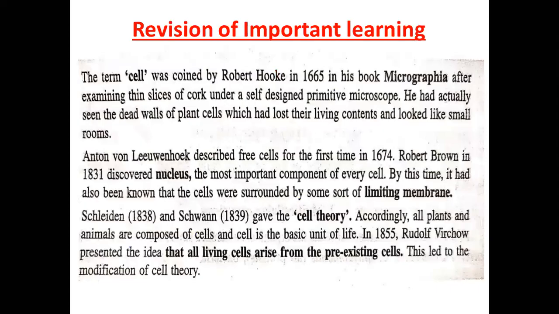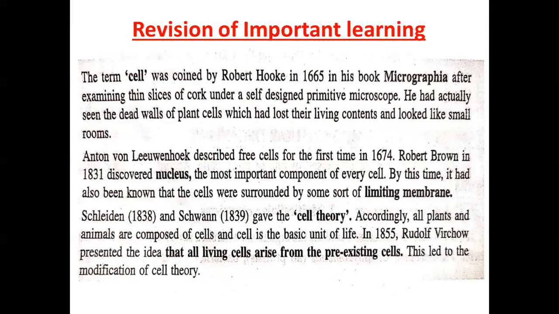The term cell was coined by Robert Hooke in the year 1665 in his book Micrographia after examining thin slices of cork under a self-designed primitive microscope. He had actually seen the dead walls of plant cells which had lost their living content and looked like small rooms. Anton von Leeuwenhoek described free cells for the first time in the year 1674.